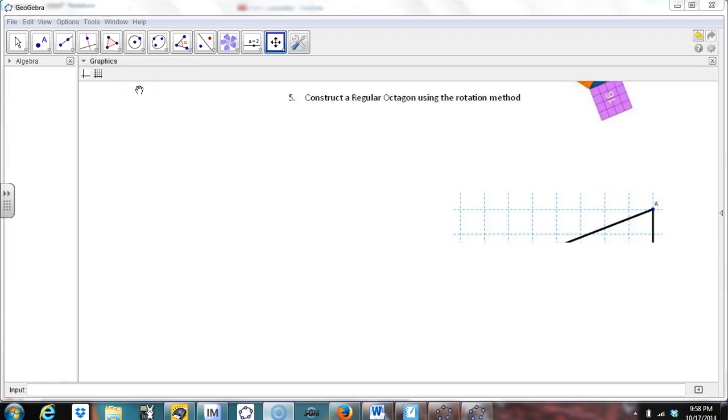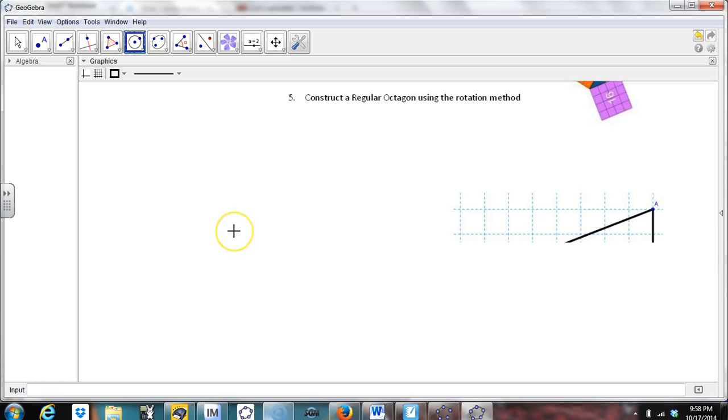Problem number 5 asks you to construct a regular octagon using the rotation method. This is the method that we use like when we constructed the Ferris wheel and then through the regular polygon quest. But what we do is there's no size restriction on this one, so we can make it whatever size we want. So I'm going to grab the circle tool.